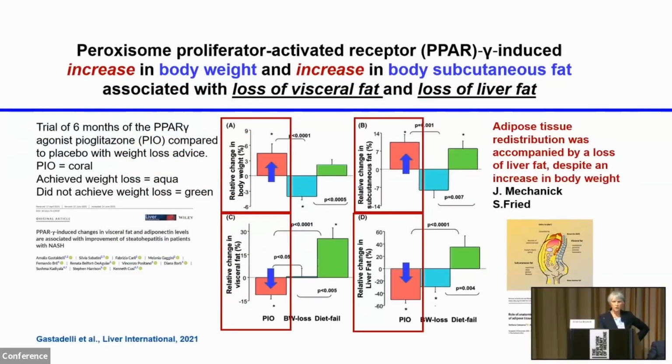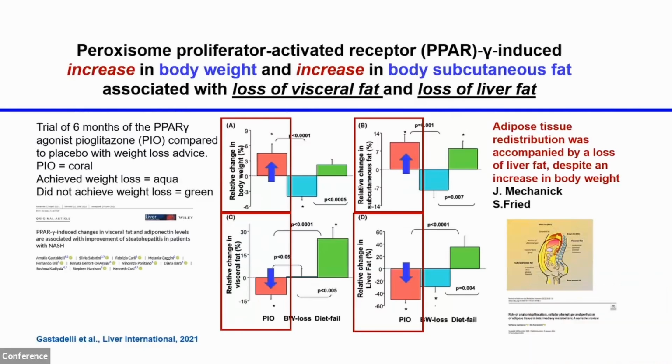So I wanted to include this study partly as a headline to what Dr. Mechanick and Dr. Fried are going to talk about. And it really highlights the importance of different types of adipose tissue in the body. All fat is definitely not created equal. So this is a study of a PPAR gamma receptor agonist. And in this study, the people on pioglitazone are shown in red. And I've tried to indicate increase. So this drug causes an increase in body weight, which made it extremely unpopular with patients and providers alike, because we're dealing with a patient population that already has weight as a problem.